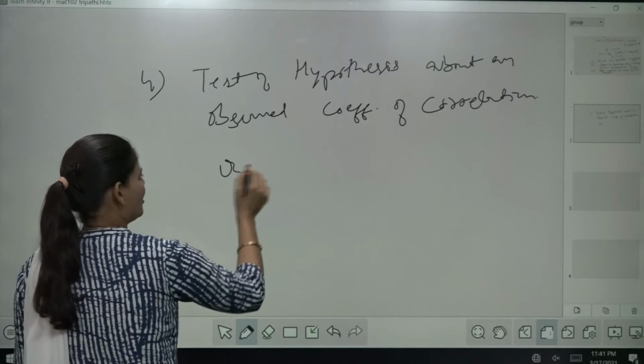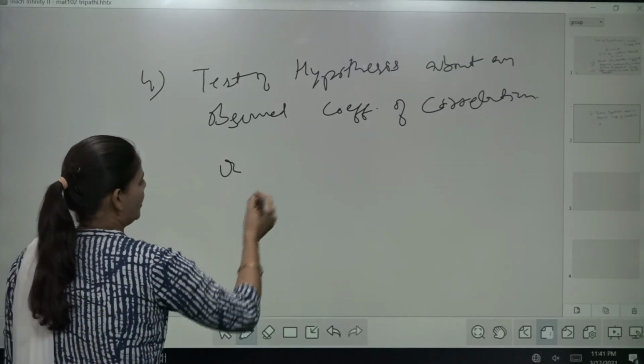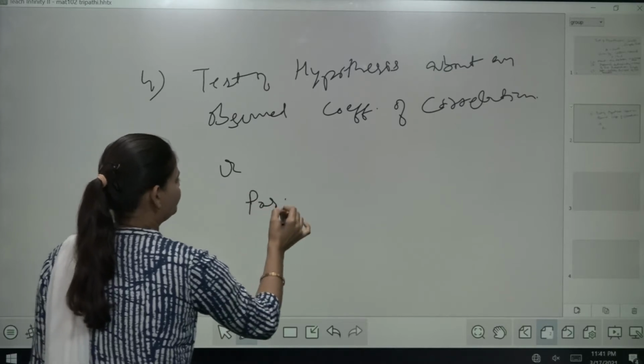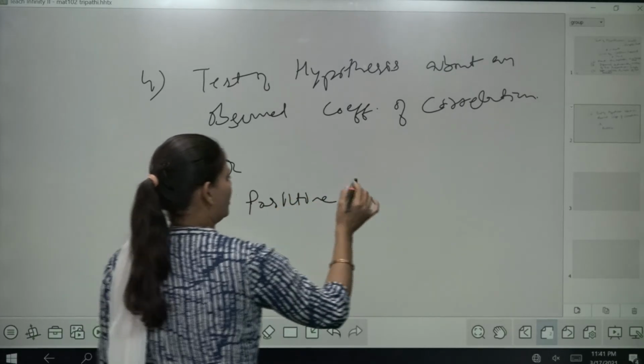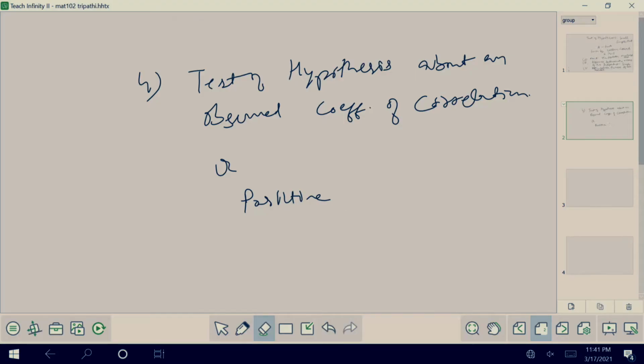Suppose there is positive correlation, for example, positive correlation is denoted by r between supply and price of a commodity. This is only just a little concept.